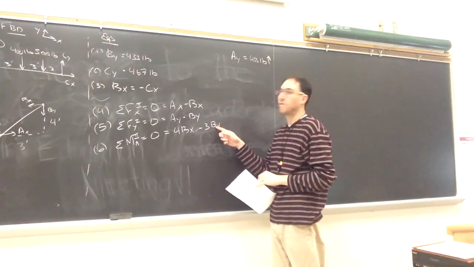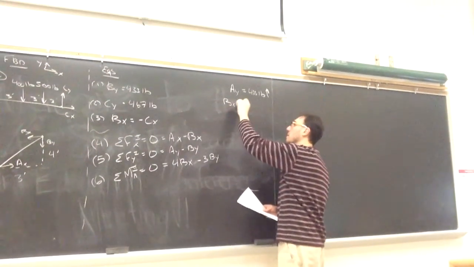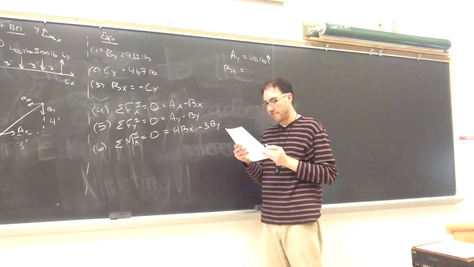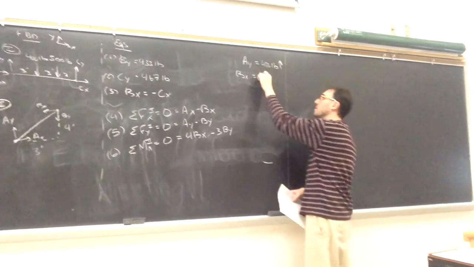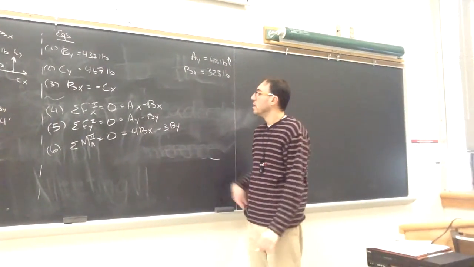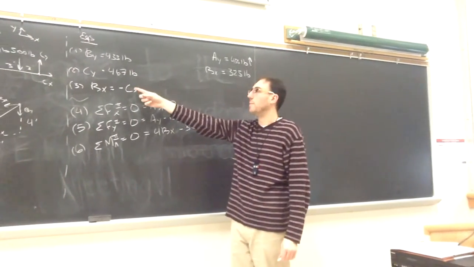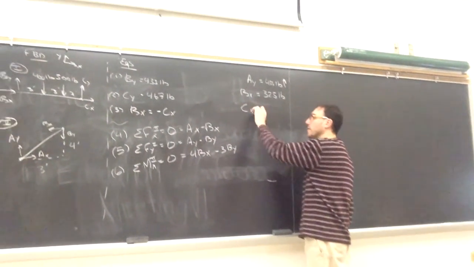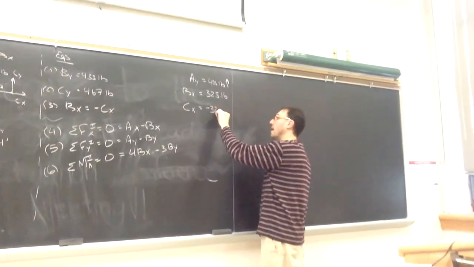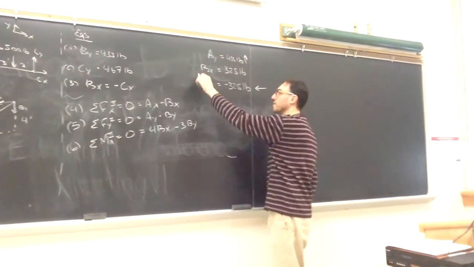Now, since I know the value of By from equation 1, I can use equation 6 to solve for Bx. Bx is the only unknown in this equation, so I'm going to get a value, 325 pounds. Knowing Bx, what I'm mostly interested in for this problem is the value of Cx. So now going to equation 3, solving for Cx, I get Cx is negative 325 pounds. I assumed that it was to the right. It's actually to the left.